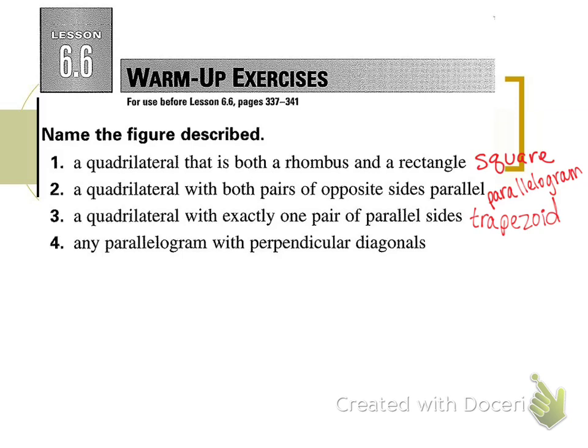Any parallelogram with perpendicular diagonals is a rhombus. Rhombus was when we had perpendicular diagonals, which of course would be true about a square, but we don't know for sure that it fits all the criteria of a square. So this is basically our goal for today, is just to be able to decide what type of parallelogram or what type of quadrilateral we have. Anybody need more time on those warm-ups?